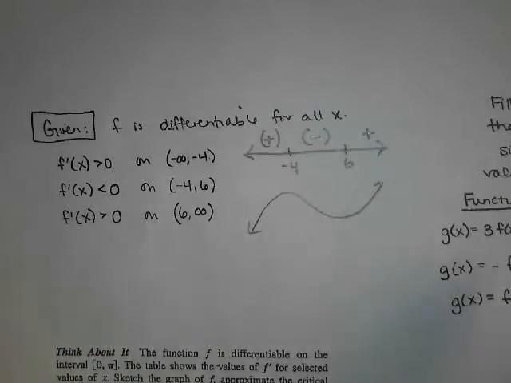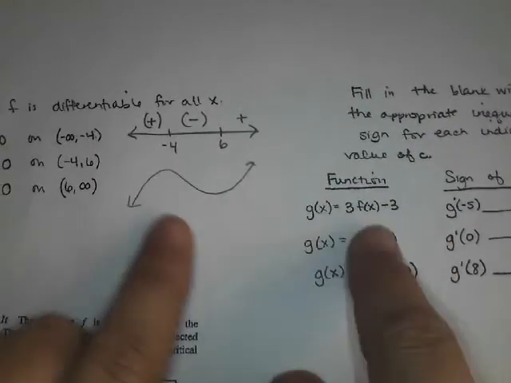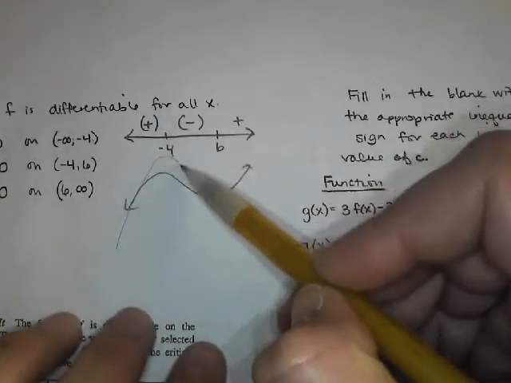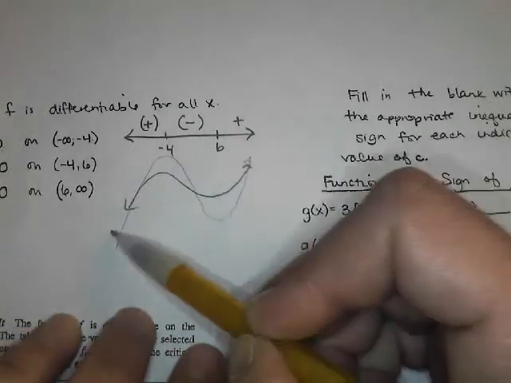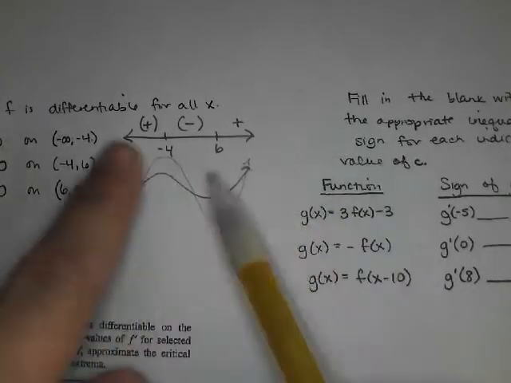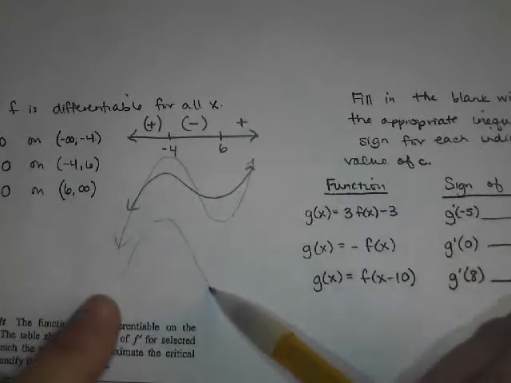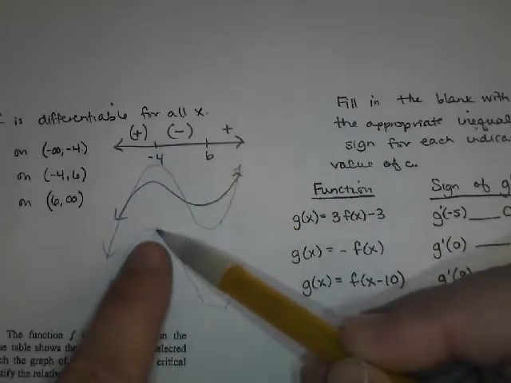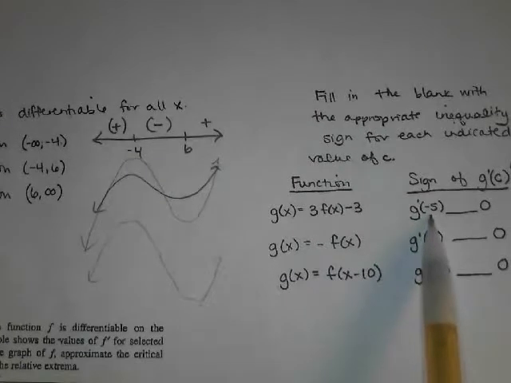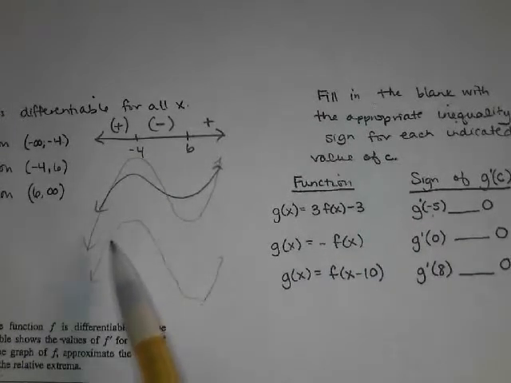So then they're taking these new functions and they're doing something to the old one. This one, they're stretching it vertically by a factor of 3. So if you stretch this one, that's not going to do anything to your maxes and mins, other than make them higher and lower, but they're still going to be at the same location. And then it's shifting everything down 3, which again, your max will still be at -4 and your min will still be at 6 because you've only moved things around vertically. So what is the slope at -5 on the new graph? Still positive, right? Still increasing there? Greater than 0?